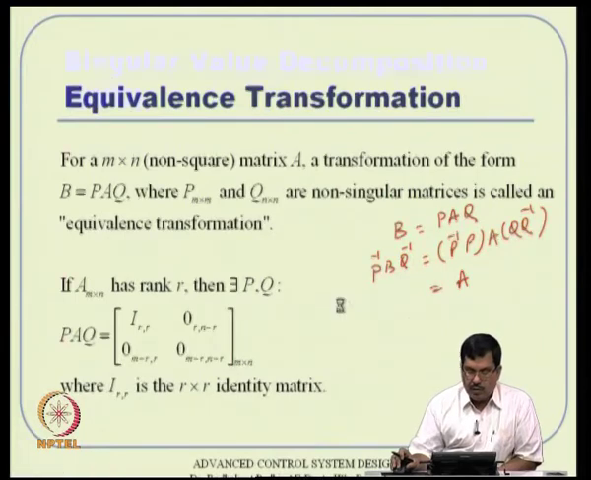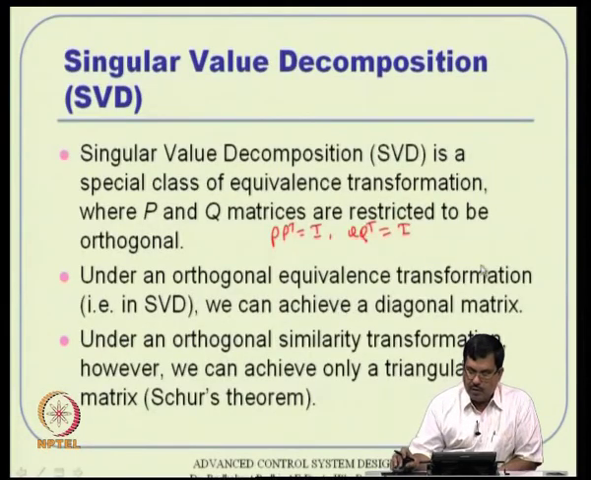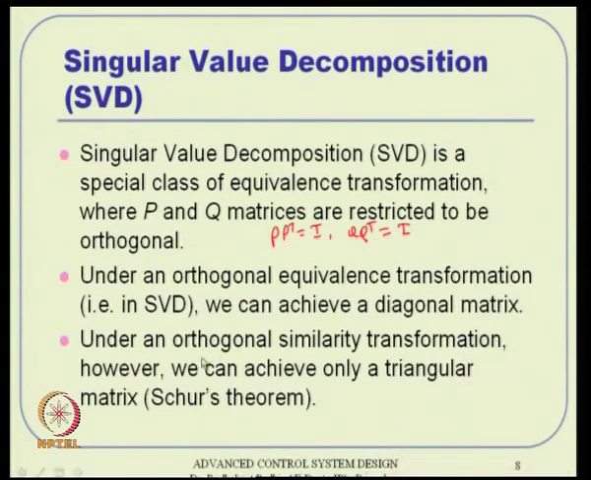If I start with a square matrix, then we can go ahead and reduce it to a diagonal form also by singular value decomposition. We really do not have to do this equivalence transformation; you can do singular value decomposition for a square matrix as well. This is a more general concept. Under an orthogonal similarity transformation, however, we can achieve only a triangular matrix, which is called Schur's theorem.